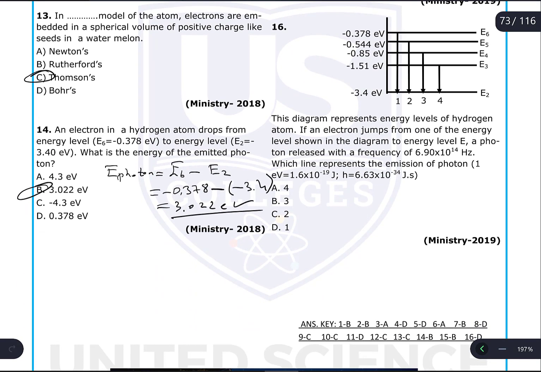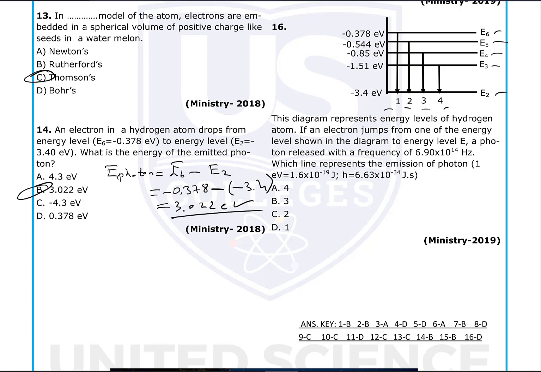Question number 16. This diagram represents energy levels of a hydrogen atom. If an electron jumps from one energy level shown in the diagram to another energy level, a photon is released with the frequency of 6.9 times 10 to the power 14 hertz. Which line represents the emission of this photon? We will find whether it is the first, second, third, or fourth. First, we should calculate the energy of the photon, and after that, we should check which energy separation between which energy levels is equal to that one.